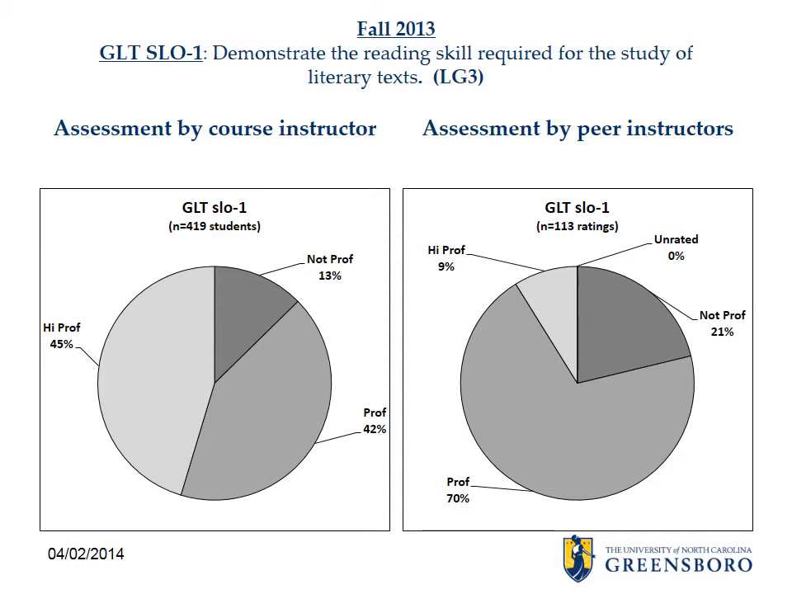For GLT Student Learning Outcome 1, course instructors rated 87% of student work as proficient or above. Peer reviewers rated 79% of sampled student work the same. Course instructors rated 13% of student work as non-proficient. Peer reviewers rated 21% of sampled student work the same, and 0% as unrated.